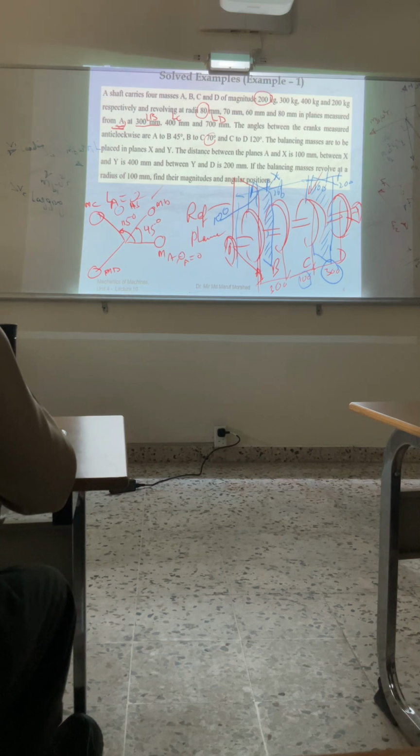But we used to say right is positive and left is negative. Okay. Anything else to be represented? No. It says if the balancing masses revolve at radii, here you go, then I can say that Rx is equal to Ry. He said what? If the balancing masses revolve at a radius of 100 millimeter, which means each Mx and My are located at 100 millimeter from the center of the shaft. Clear? So Rx is equal to Ry is equal to 100.